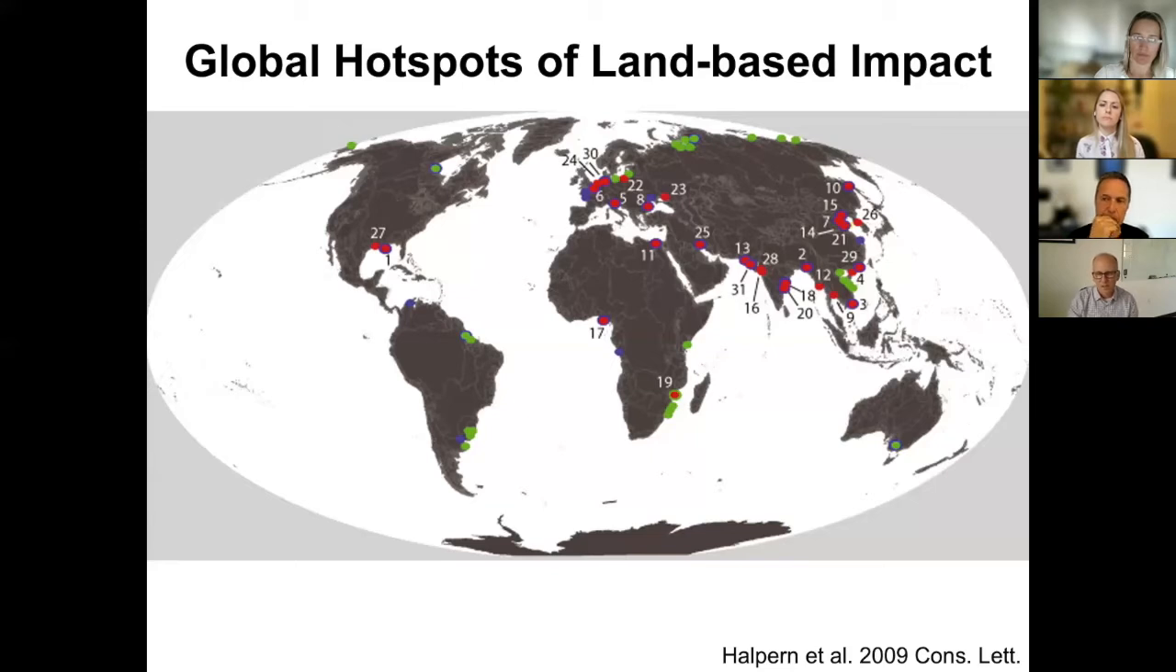So this is one of the first ways we started to think about how to address these connections and figure out where you want to prioritize land-based strategies for improving coastal ecosystem condition.